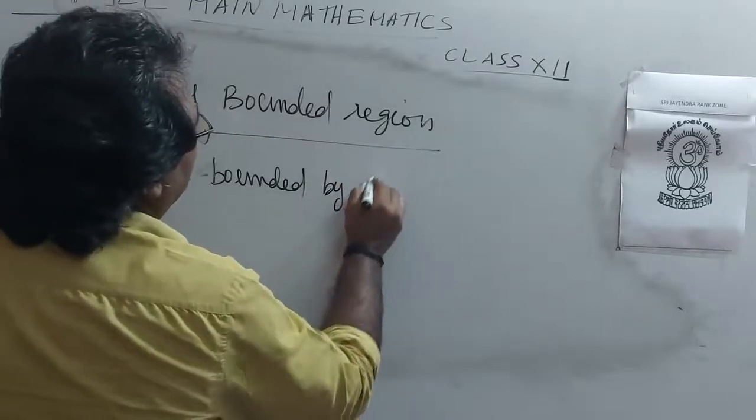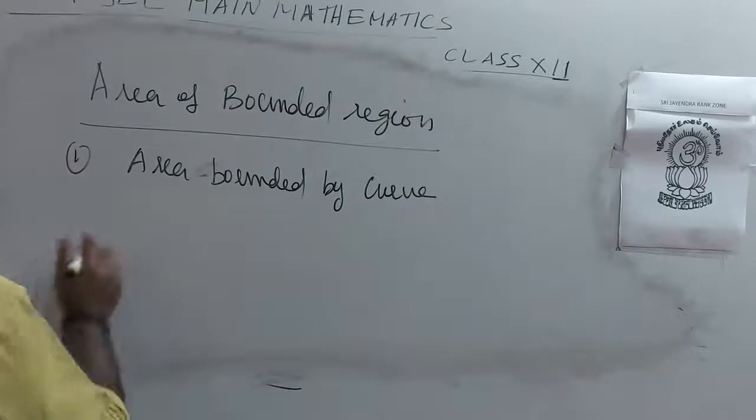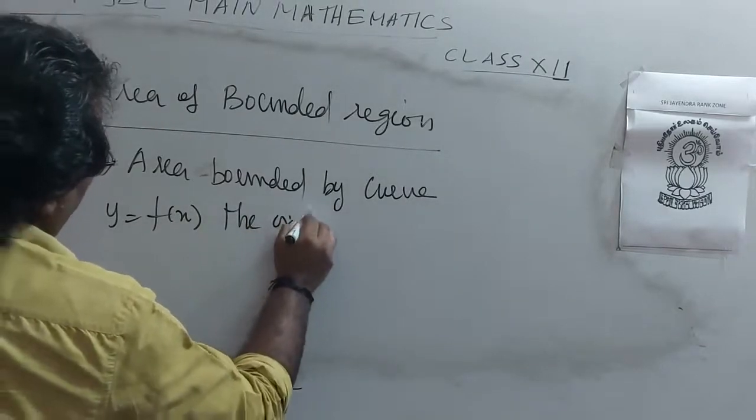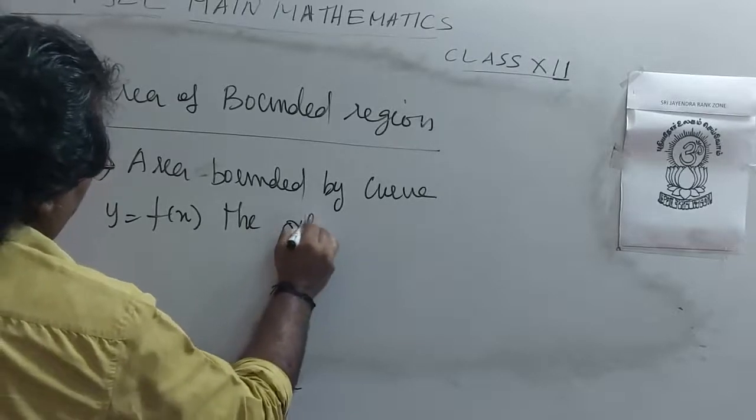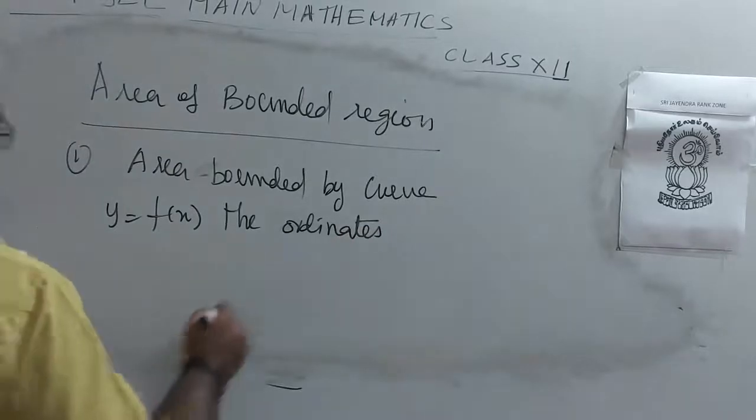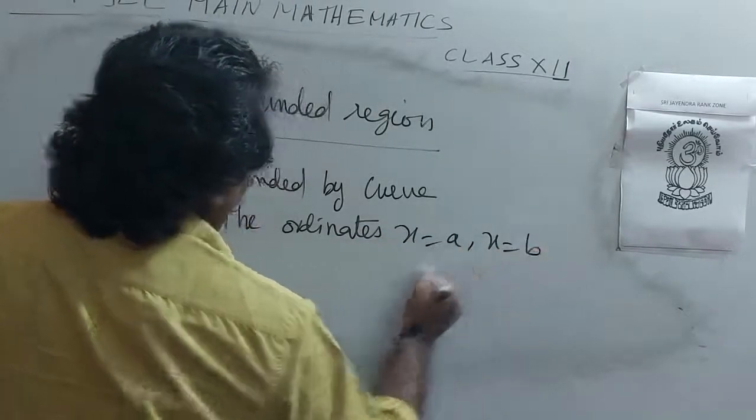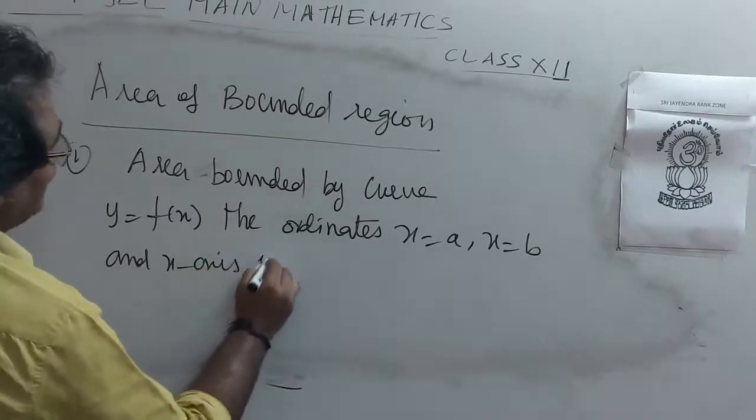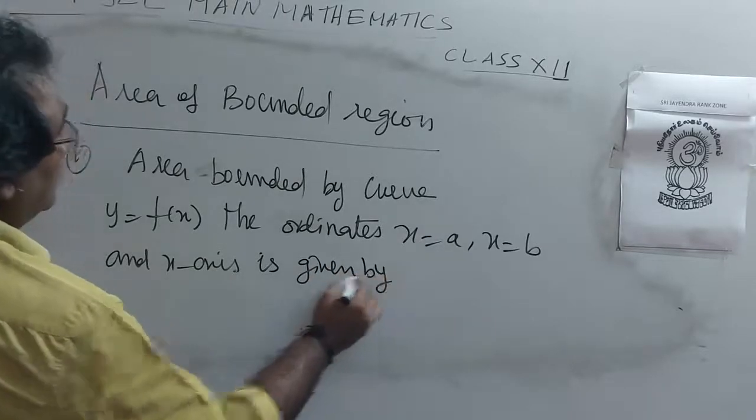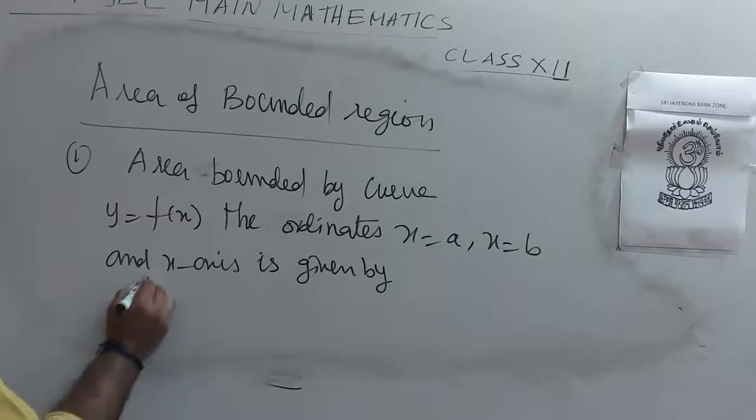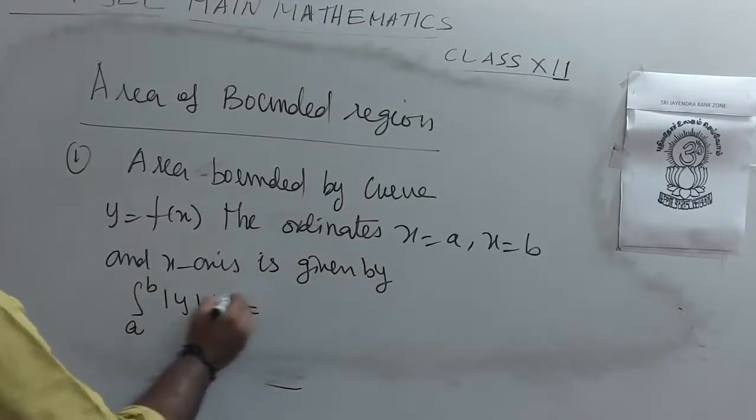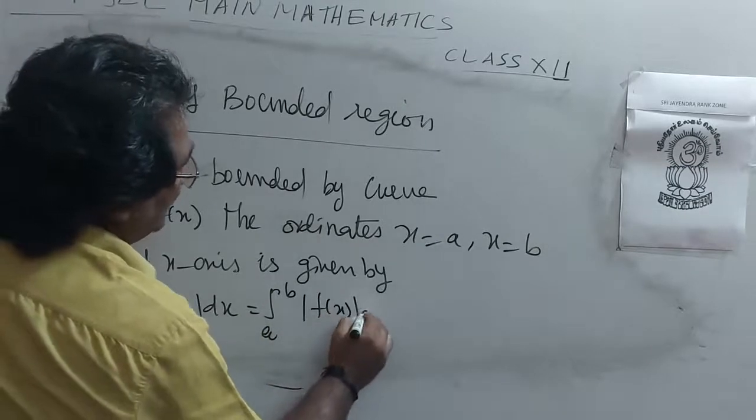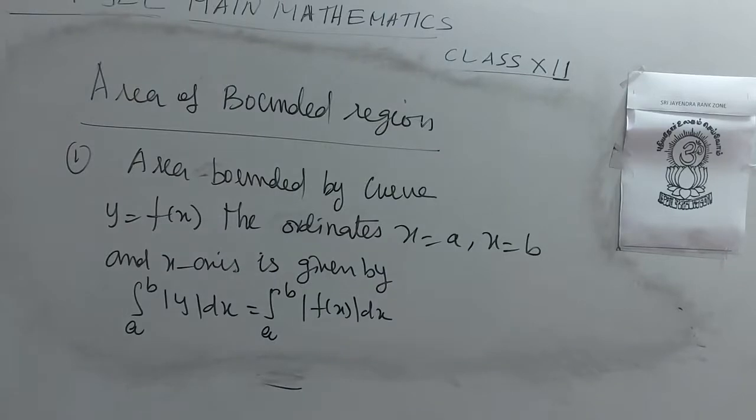Area bounded by the curve y equal to f of x, the ordinates x equal to a, x equal to b, and the x-axis is given by integral a to b modulus y dx, equal to integral a to b modulus of f of x dx.